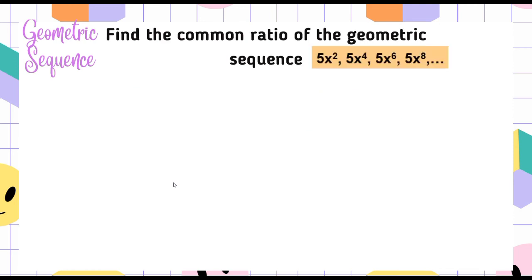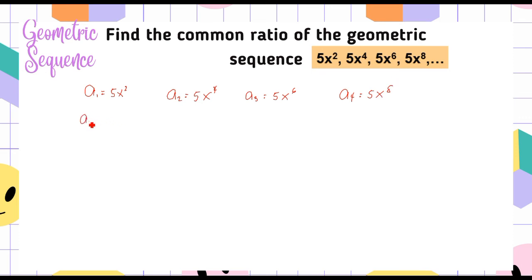So, let us have this last example. Let us find the common ratio of the geometric sequence. So, as you can see, meron na siyang variable. So, paano? Ganun pa rin naman po. So, ang a sub 1 natin is equal to 5x squared. Ang a sub 2 is equal to 5x raised to 4. Ang a sub 3 is equal to 5x raised to 6. Ang a sub 4 is equal to 5x raised to 8.